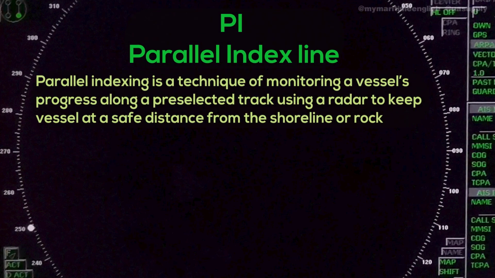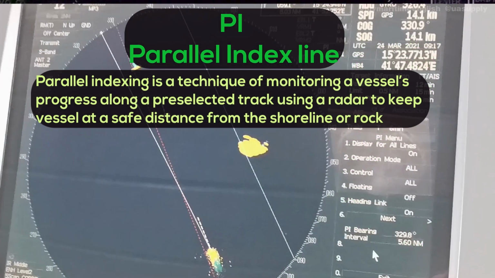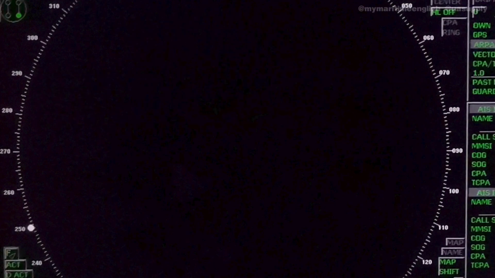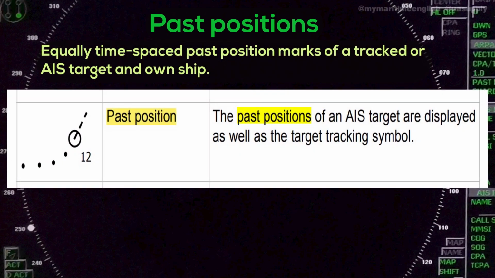PI, Parallel Index Line. Parallel indexing is a technique of monitoring a vessel's progress along a pre-selected track using a radar, to keep the vessel at a safe distance from the shoreline or rock. Pass positions. Equally time-spaced pass position marks of a track or AIS target and owned ship.